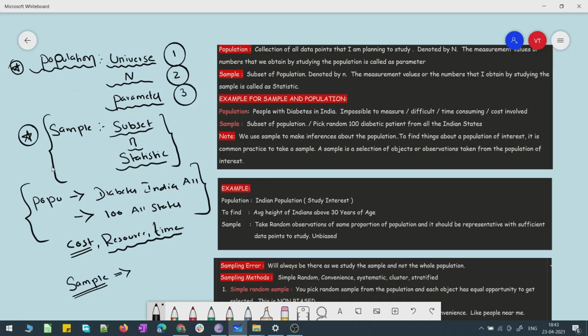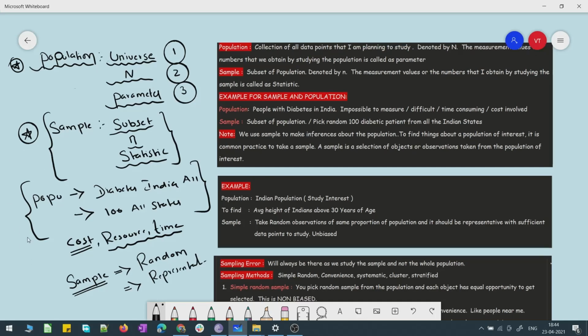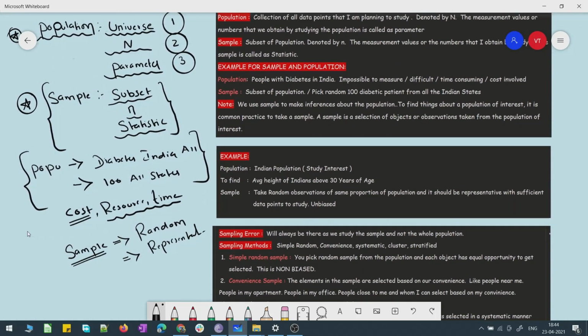When you talk about sample, there are a few characteristics or criteria that have to be met. One is that it should be random, which means that there should not be any bias in it, and then it should be representative. The sample should be random in nature, and then it should be representative, and then you should have sufficient data points.